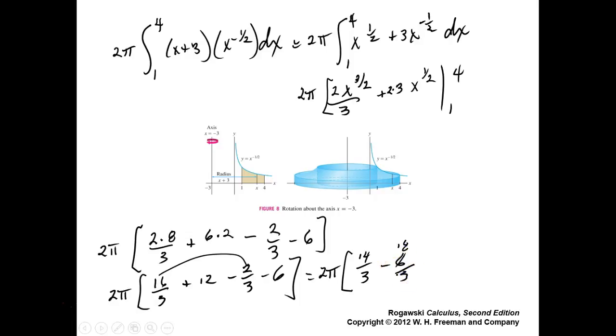Why do I wind up a negative number here? Oh, that's a plus 6. Goodness gracious. What were you thinking when you wrote that? So that would be 32 thirds, right? And twice that would be 64 thirds pi. Is that what you get? Oh, and that's what they got too. Good for them. Good deal.